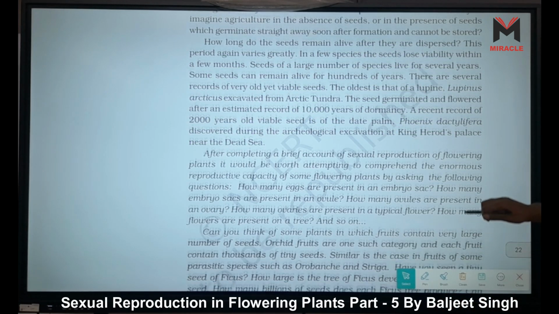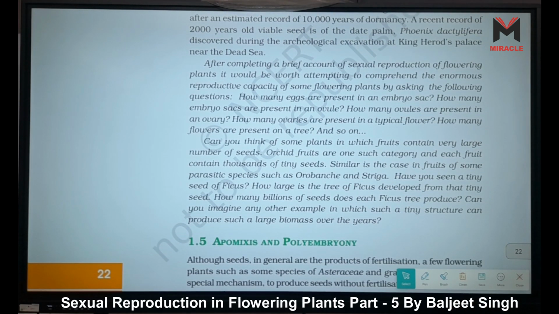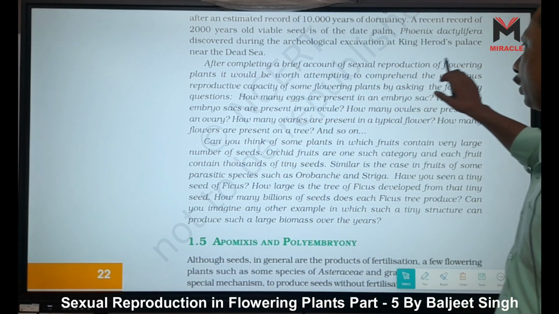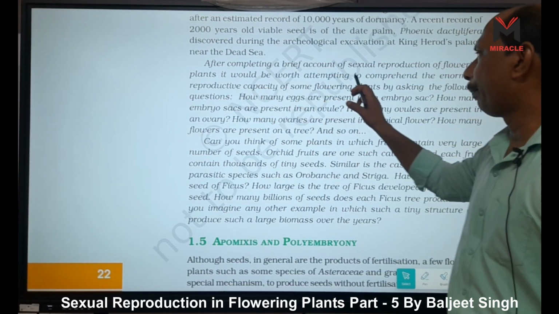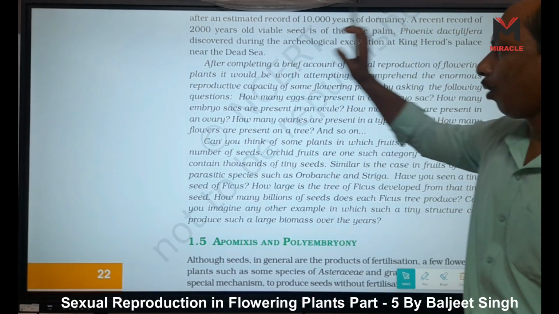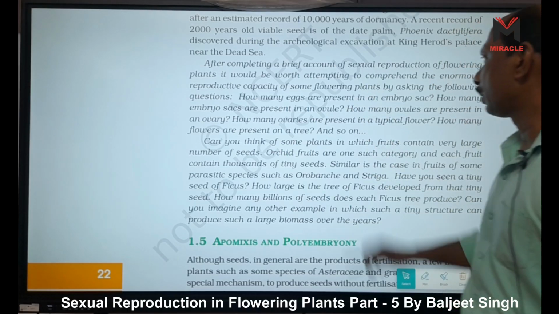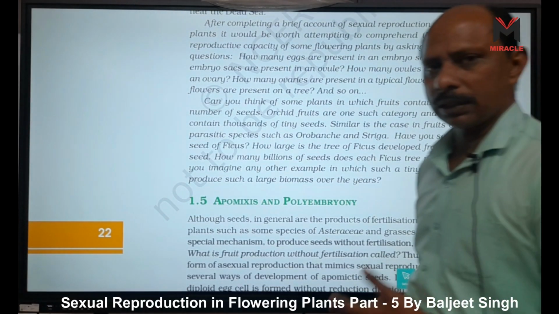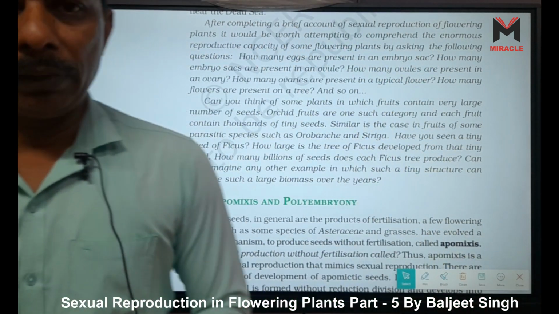Now we are going to finish this chapter. After completing a brief account of the sexual evolution of flowering plants, it would be worth attempting to comprehend the enormous reproductive capacity of some flowering plants by asking the following questions. Some questions are asked here, and you have to give the answers.